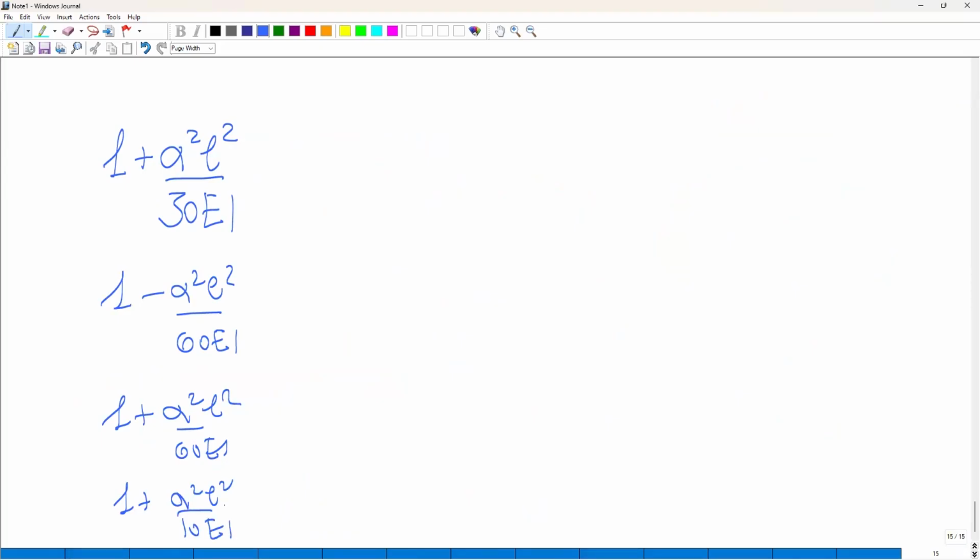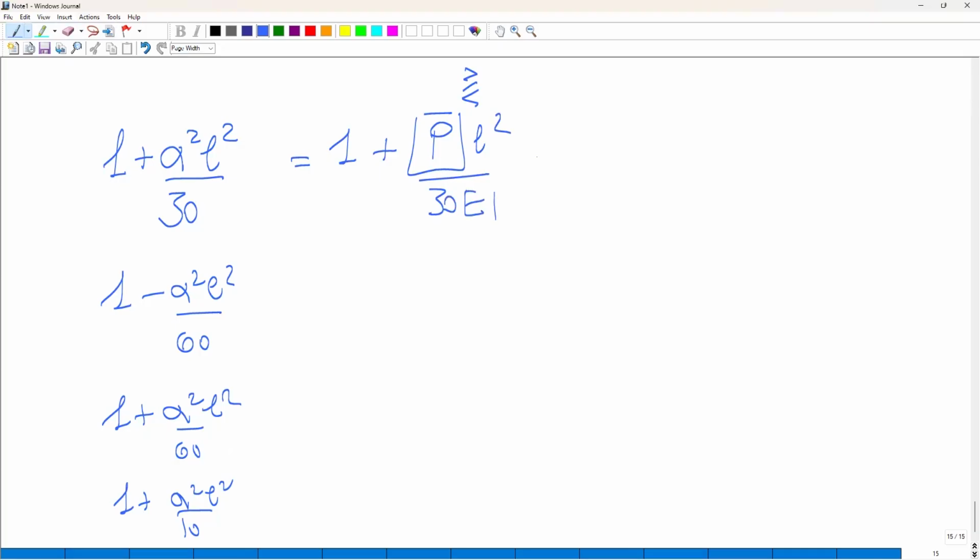Okay. Well, we have said that alpha square is P over EJ, and it means that we have 1 plus P L squared by 30 EJ. Don't forget that P has a sign, it can be positive or negative. I can also write this as 1 plus P divided by 3 pi square EJ over L squared, where pi square is about 10.